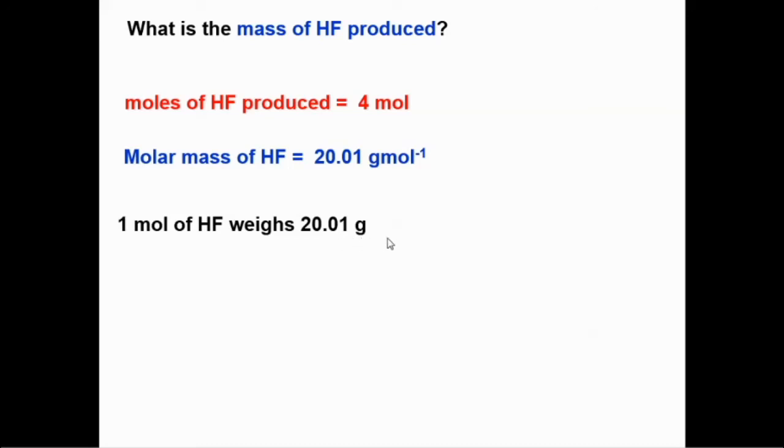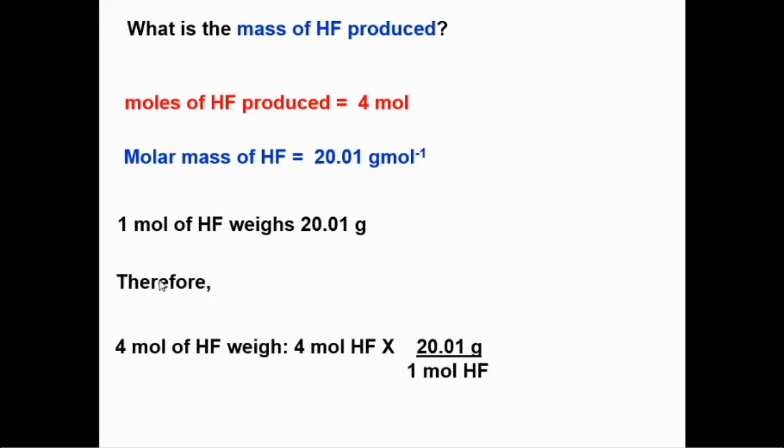But we don't have 1 mole of hydrogen fluoride. Instead, we have 4 moles of hydrogen fluoride. So 4 moles of hydrogen fluoride should weigh how much? If we calculate this, we get that the mass of hydrogen fluoride produced in this reaction is 80.04 grams. So this is how we find the mass of the hydrogen fluoride produced in this reaction.